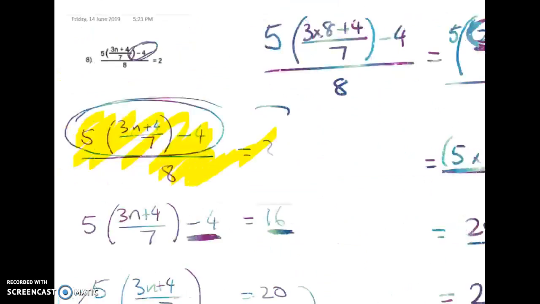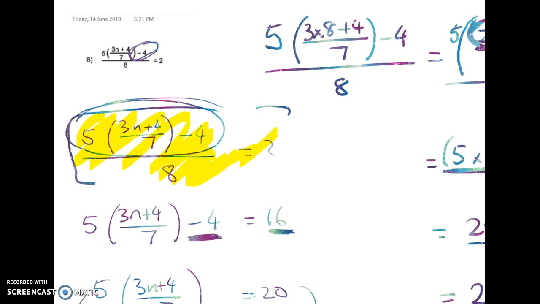So did it make it into a true statement? Yes, it did. When n is 8 and we substitute all of that in, we can work out all of that stuff on the left-hand side, and it is indeed equal to 2. So we've now checked that our solution is correct. Okay, 2 left to go, and they're quite similar.